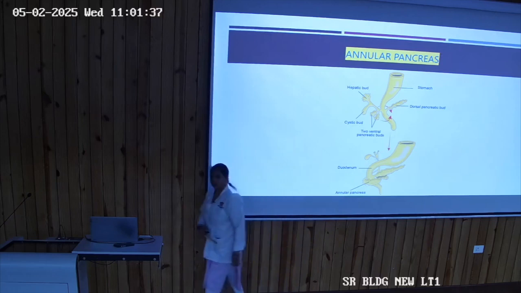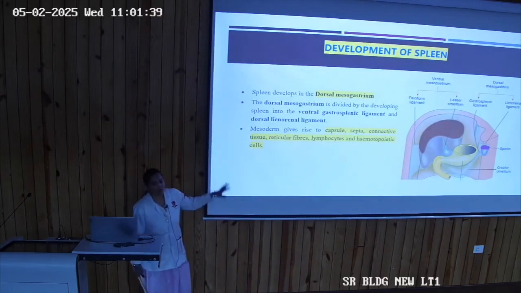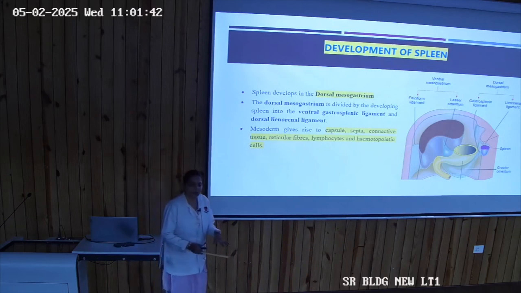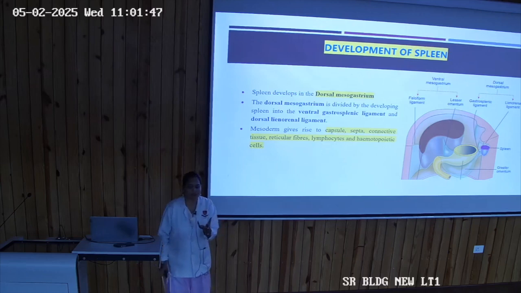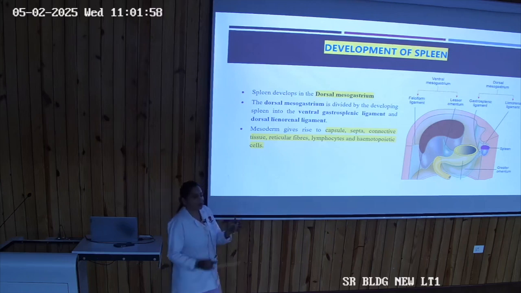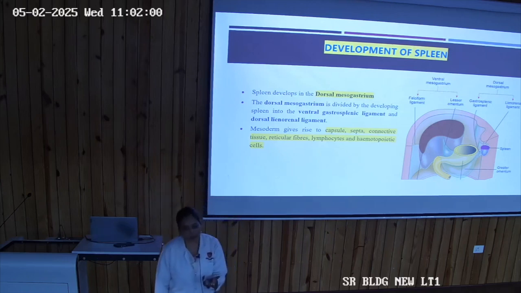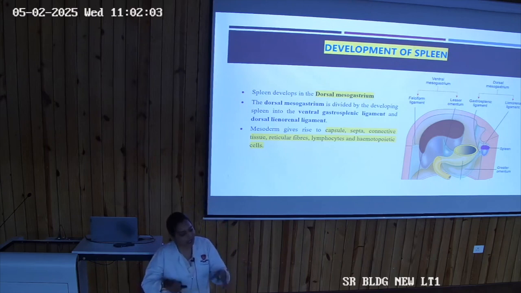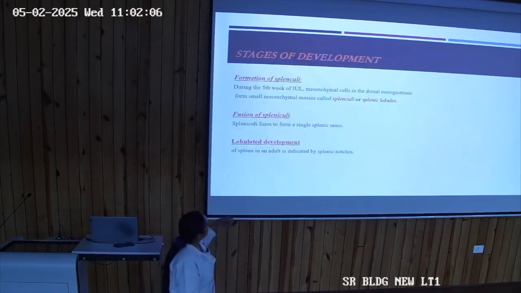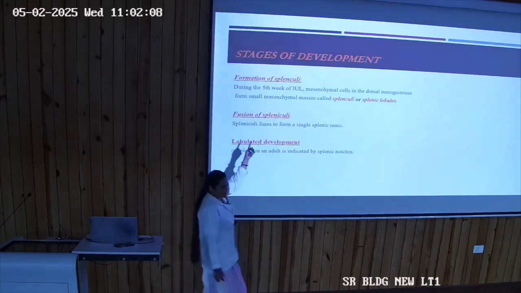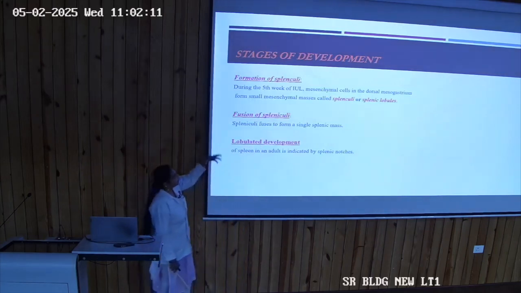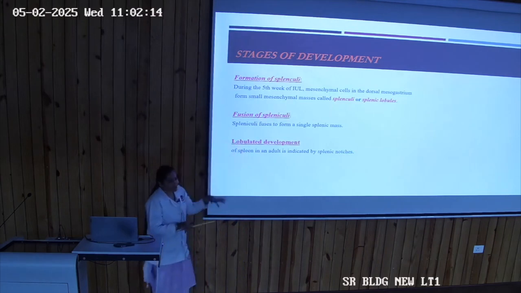Okay. Next, last is the development of the spleen. Spleen develops in the dorsal mesogastrium. It's very small, nothing is there. It forms in the form of small pieces of mesenchyme which are known as splenculi. Please pay attention. It develops in the form of small pieces known as splenculi. Then with time these splenculi unite together and form a complete spleen. So there is formation of splenculi which are derived from the mesoderm, there is fusion of the splenculi, and they form a single spleen mass.